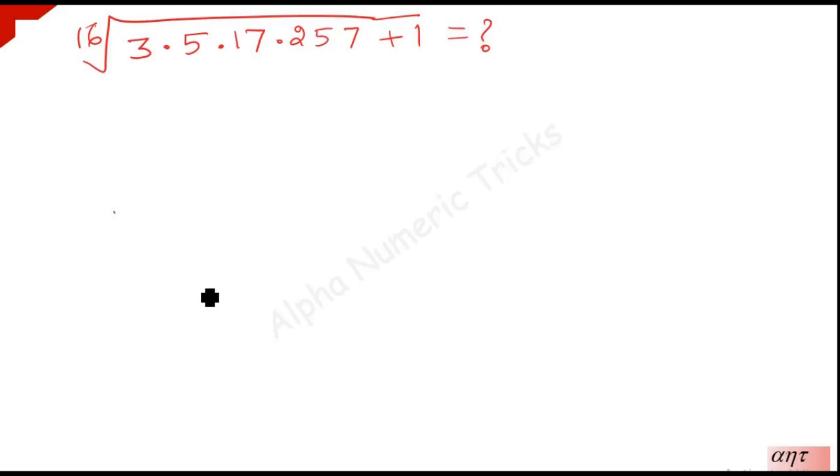Hi guys, now we are going to solve this nice radical problem. We have to find out the 16th root of 3 times 5 times 17 times 257 plus 1. What is it?